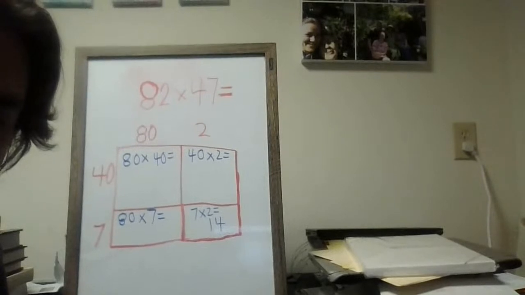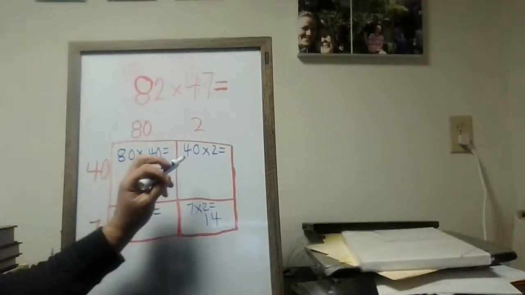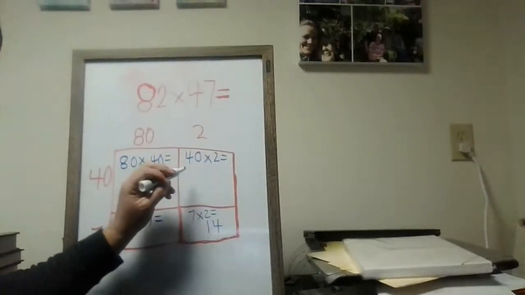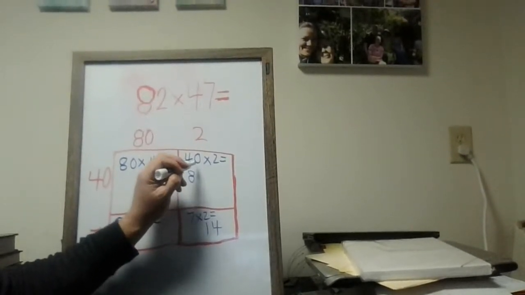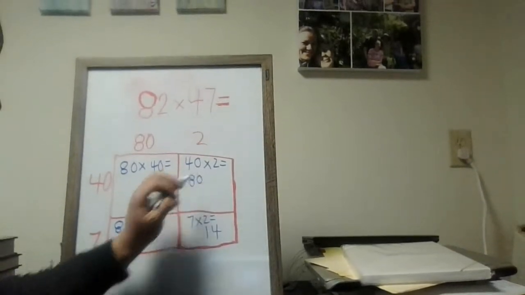40 times 2. So for this, what we're going to do is multiply 4 times 2 and add a 0 to our answer. 4 times 2 equals 8. If I add a 0 to my answer, I get 80.